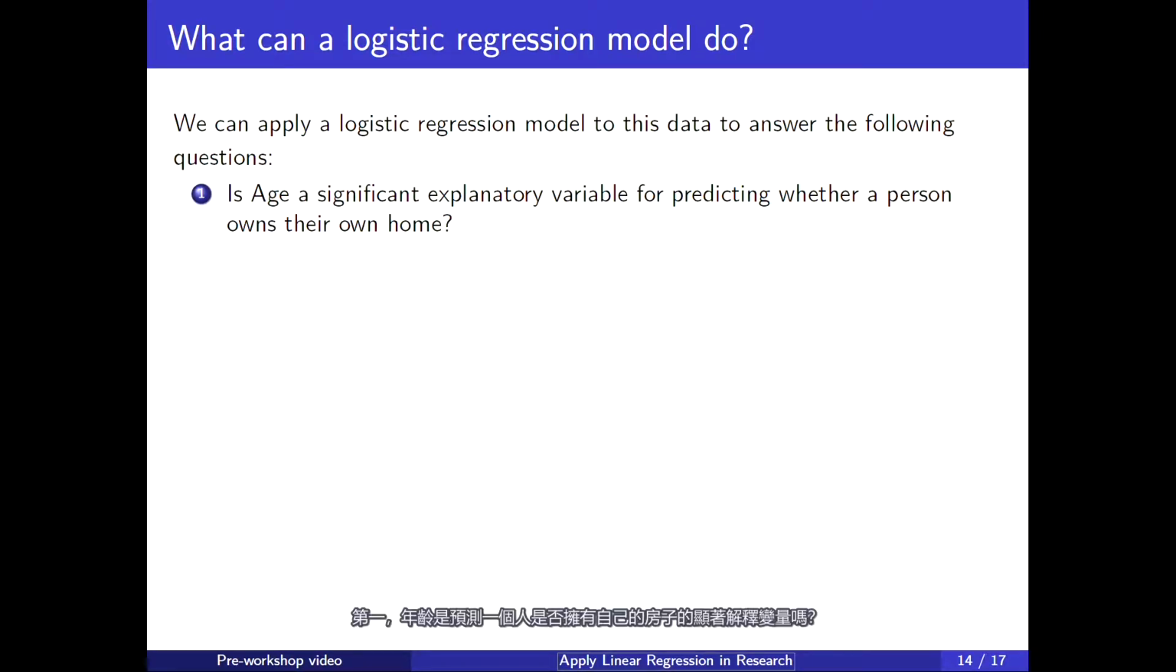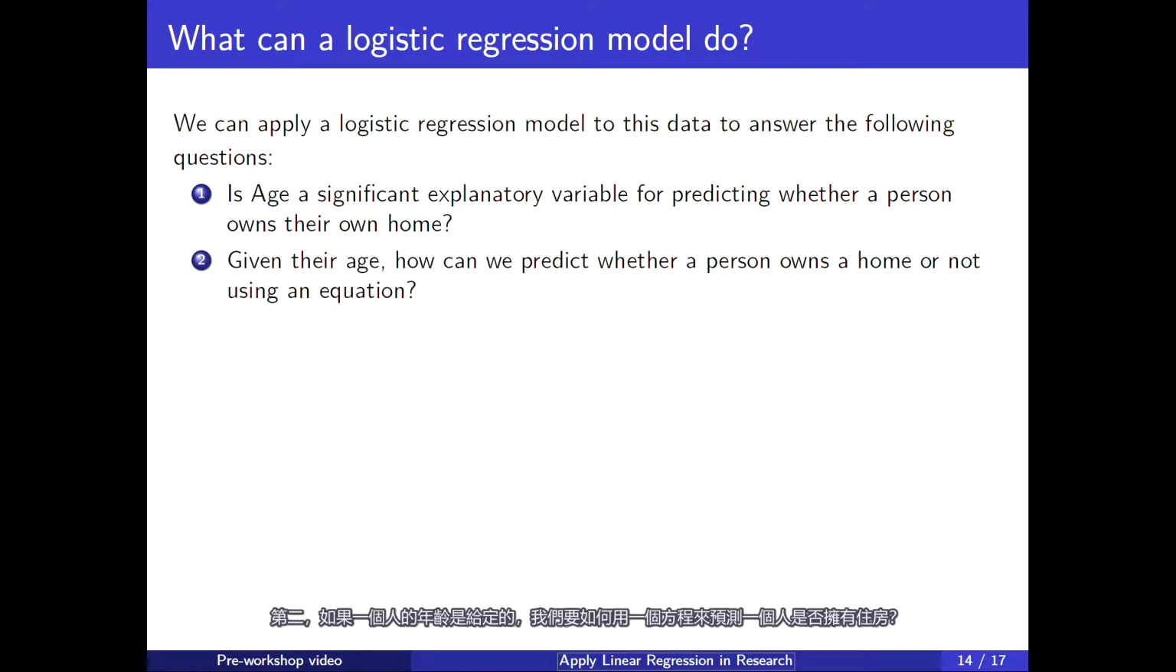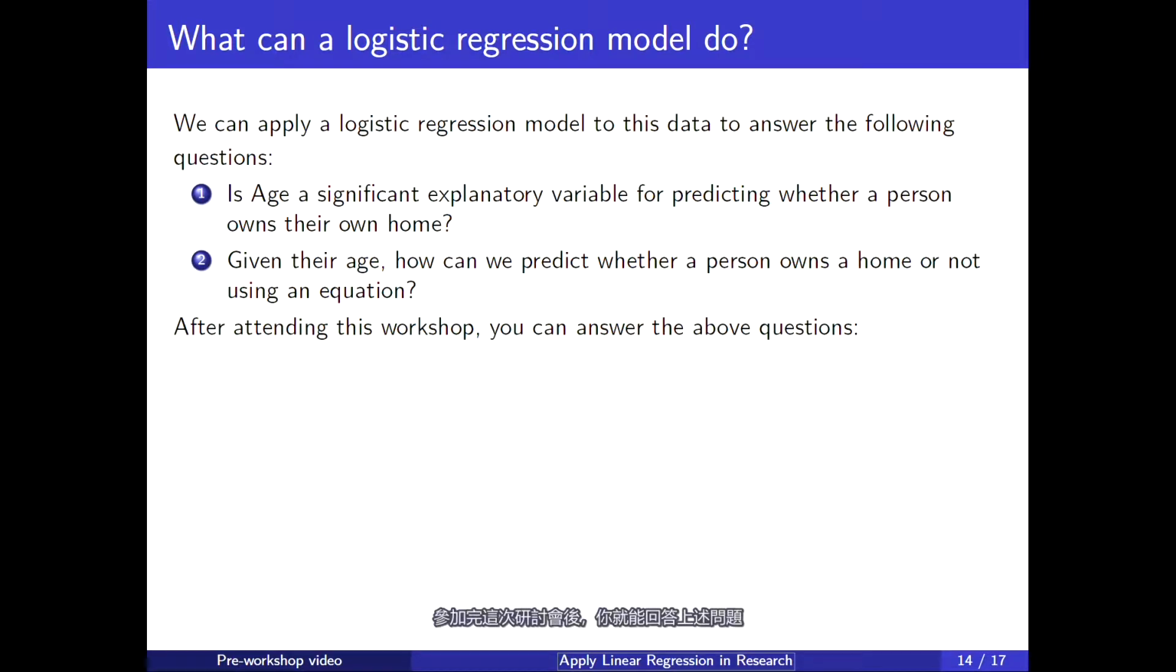First, is age a significant explanatory variable for predicting whether a person owns their own home? Second, if a person's age is given, how can we predict whether a person owns a home or not using an equation? After attending this workshop, you can answer the above questions.